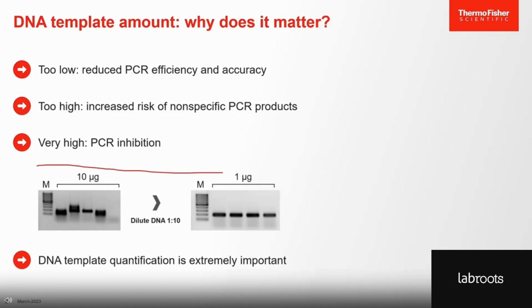In the example provided, the same template was used with the same setup and cycling conditions, but diluting the template 1 to 10 resulting in no unspecific amplification. So as you can see in this figure here, with 10 micrograms of DNA template, you are obtaining a lot of unspecific amplification. These bands do not look good. And by diluting, using less DNA template, you see that now the bands are not unspecific. So therefore, DNA template quantification is extremely important.